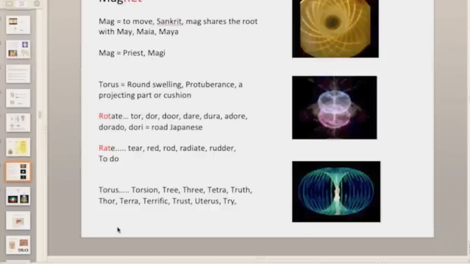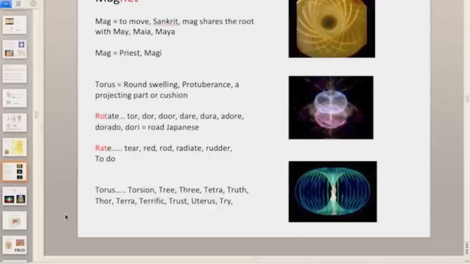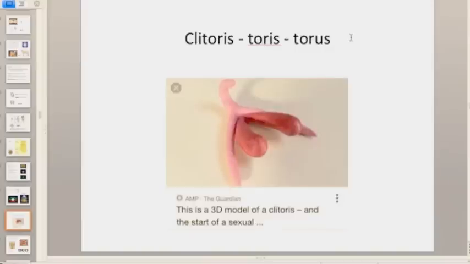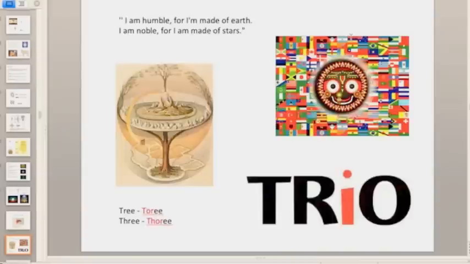Tear. The U-Taurus. There you go. We have an aura, which is a Torah. We have a torso. Well, that's the word I was looking for before, when I was saying abdomen and thorax. Well, what about the Taurus, torso? The clitoris. It's a Taurus field. Trio, three. The Trinity of God.